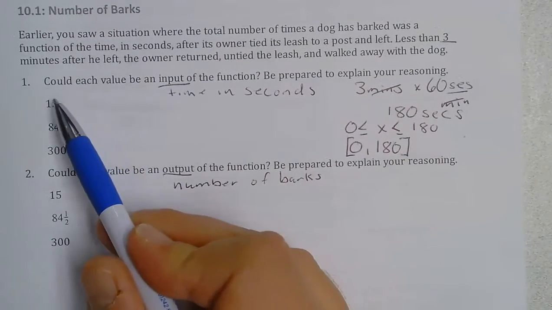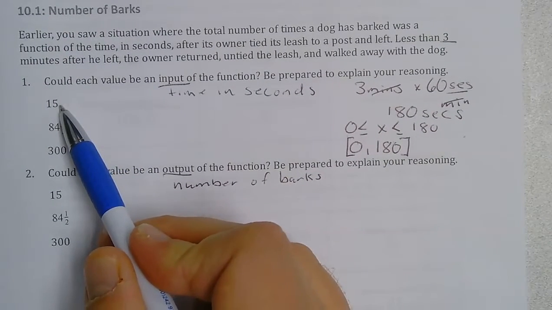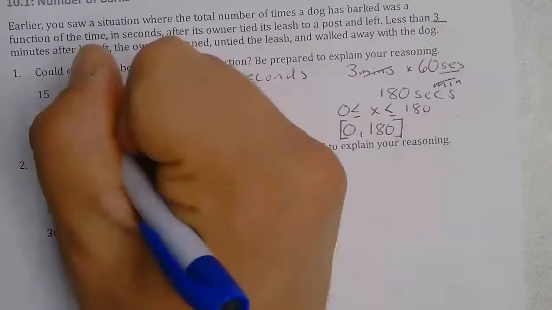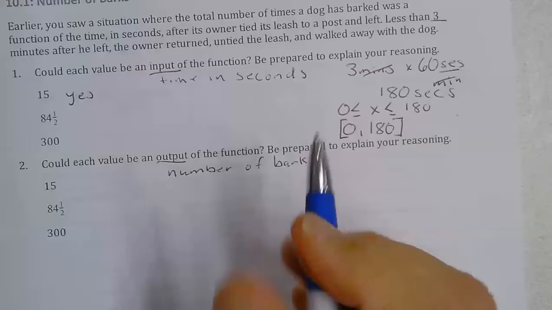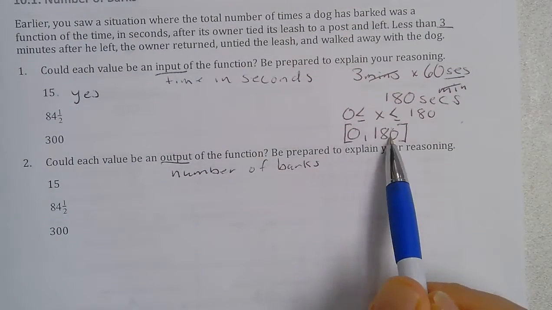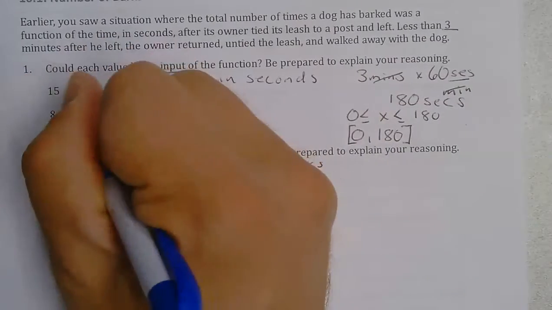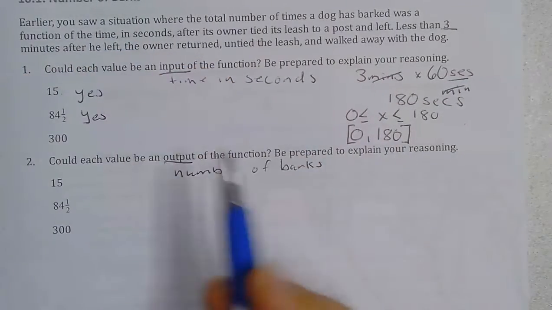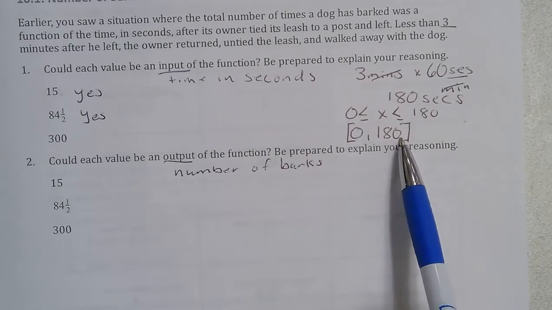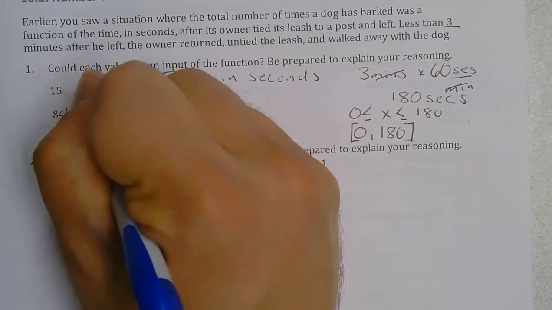So if I look, this means can 15 seconds be an input? For sure, that is within our domain, so we could say yes. Could 84 and a half seconds be an input? Yep, that's between 0 and 180, so yes. Could 300 seconds be an input? Well, that's past our 180, so this would be a no.